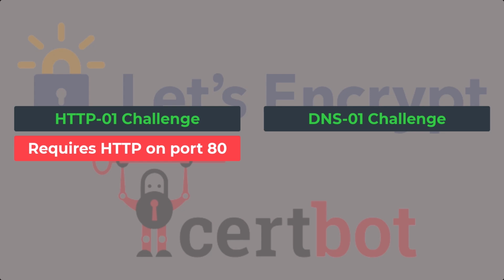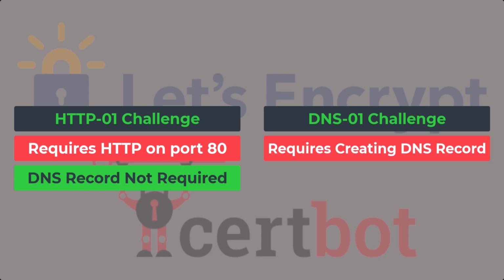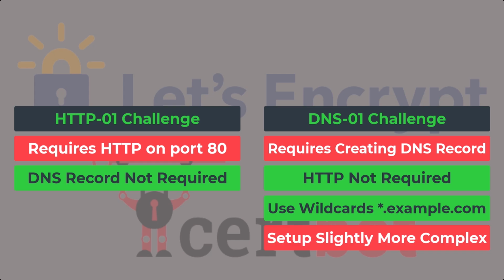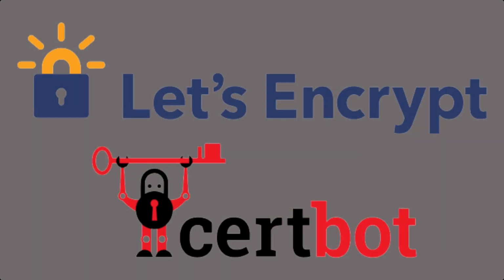Next is the DNS-01 challenge. This method requires creating a DNS record with a token, which Certbot verifies. It's ideal for domains without HTTP traffic or for obtaining wildcard certificates like *.example.com. The downside is it's slightly more complex to set up. Keep in mind the steps may vary based on your environment, Ubuntu version, and Certbot. This tutorial introduces core concepts and options so you can adapt them to your scenario. Okay, let's get started with the HTTP-01 challenge.